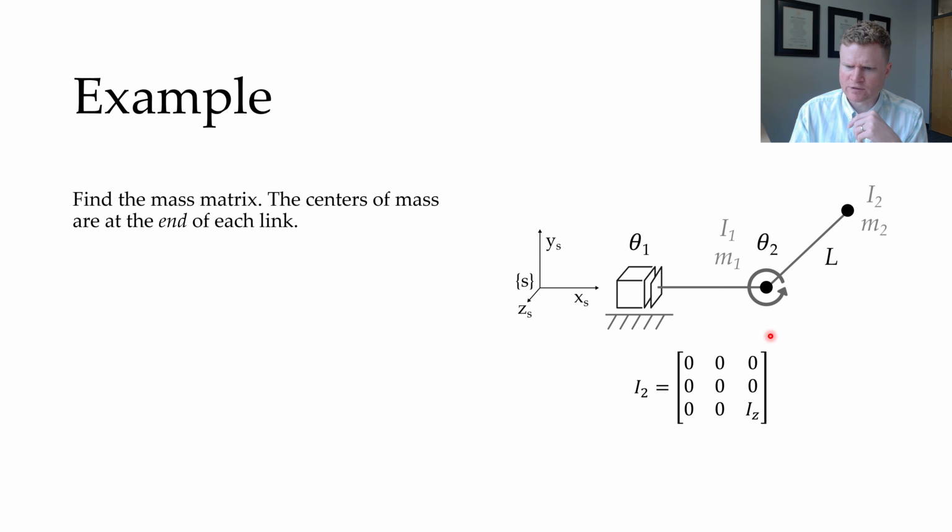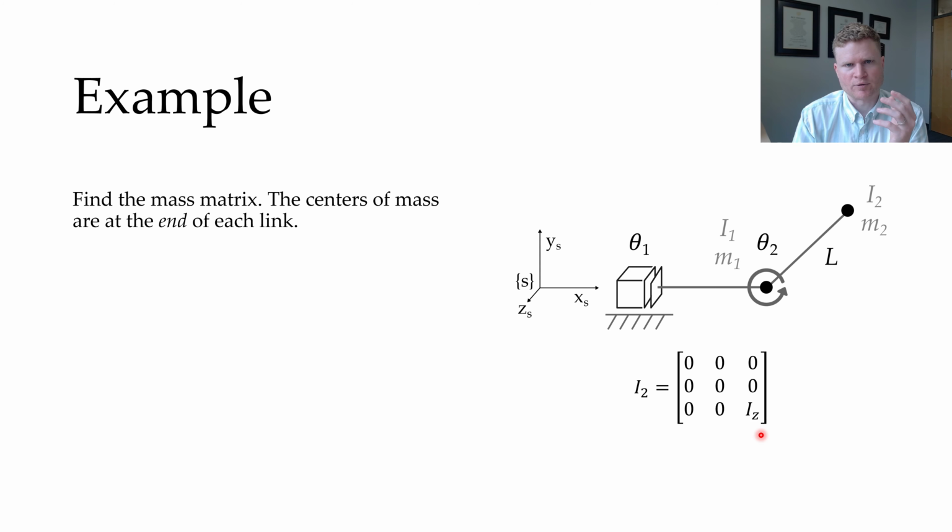Also, I've given you the definition for the second inertia matrix, I2. It's going to be all zeros with, on the bottom right, some inertia around the z-axis. That's because if you think about this joint, when you rotate the joint right here, this link is just rotating around the z-axis, so it only has inertia around that z-axis.